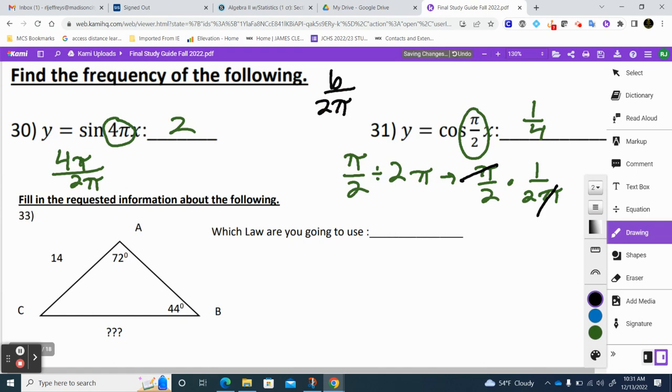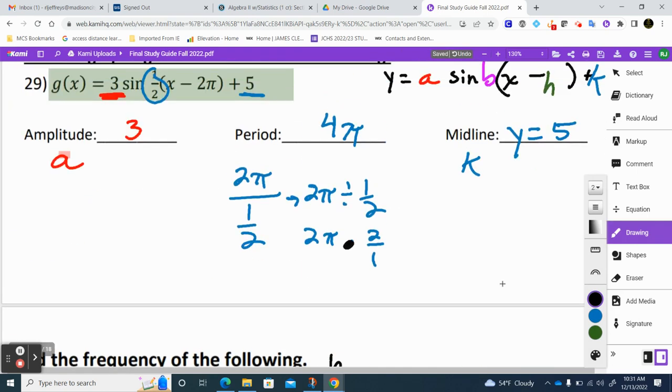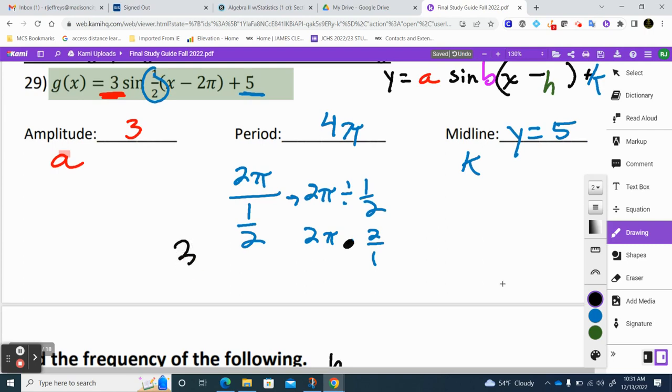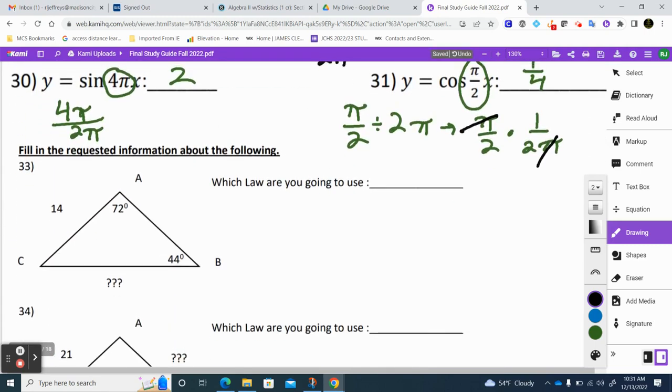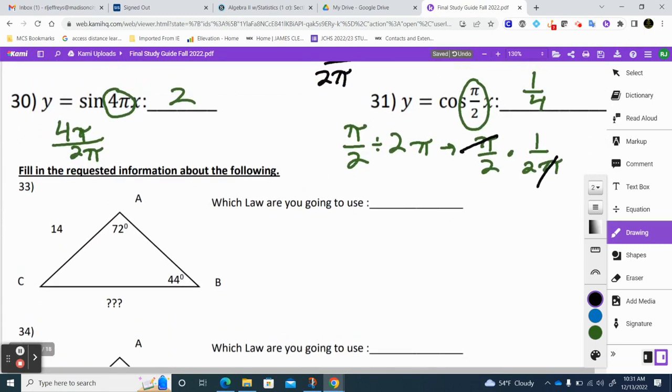The period is 2 pi over b. So that's the things I would need to know. All right.